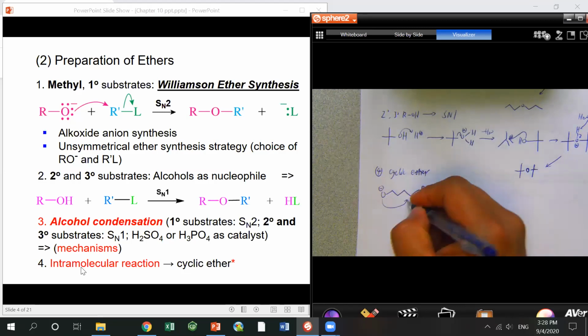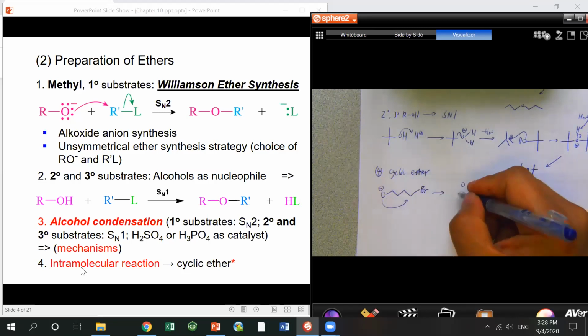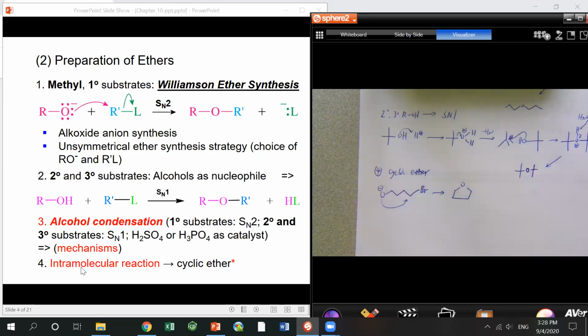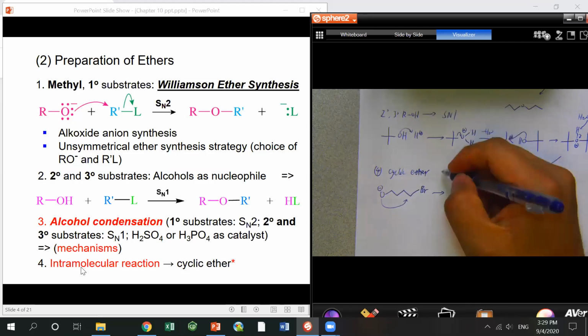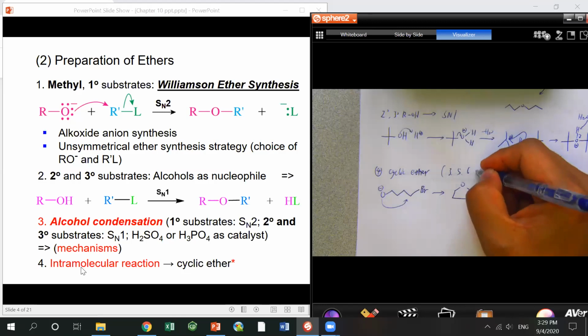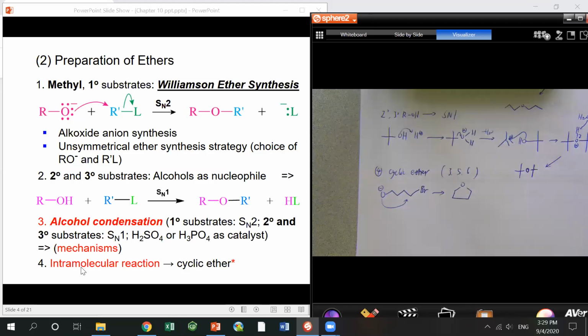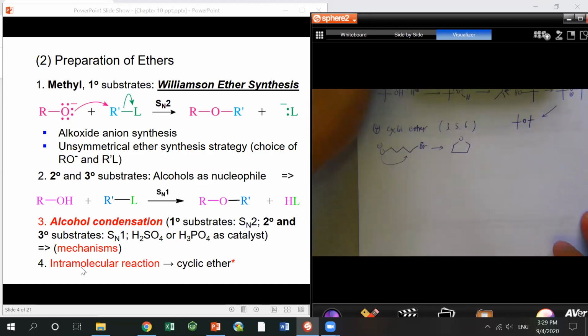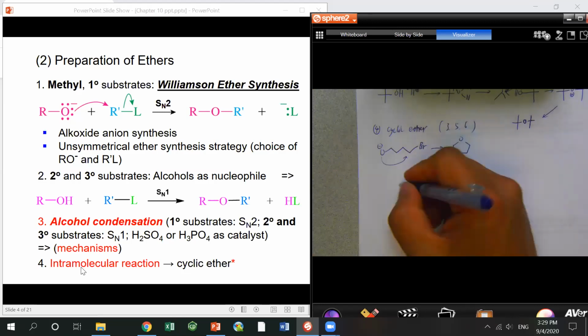So it closes off and you generate a ring, and that's your cyclic ether. Remember, for cyclic ethers, 3-membered, 5-membered, and 6-membered rings are preferred. You have to be a little careful about stereochemistry, especially for the 3-membered ring, which has another name, epoxide. All right, I'll give you one example.